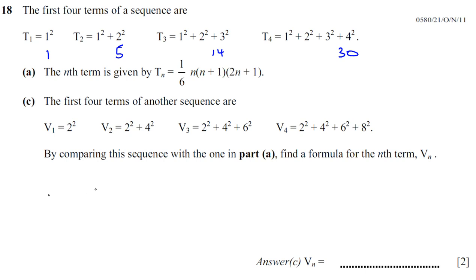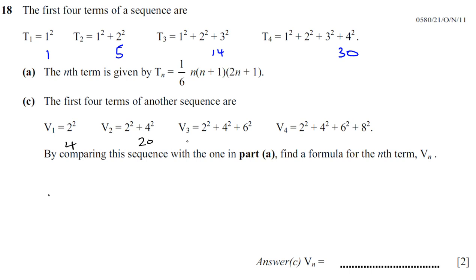Now, there are numerous ways you can do it. The simplest way is to just work out what the value of each of the terms in the new sequence are, as we did for the first sequence. So we've got 2 squared, which is 4. And we've got 2 squared plus 4 squared, which is 4 plus 16, which is 20.